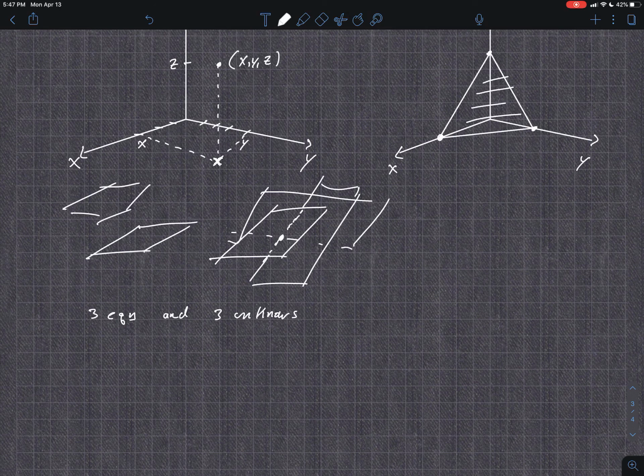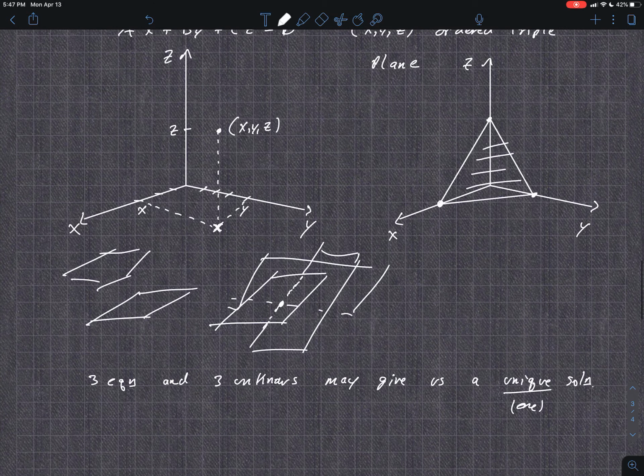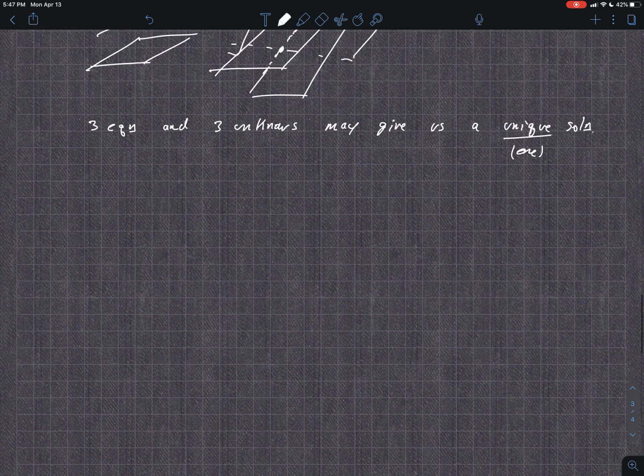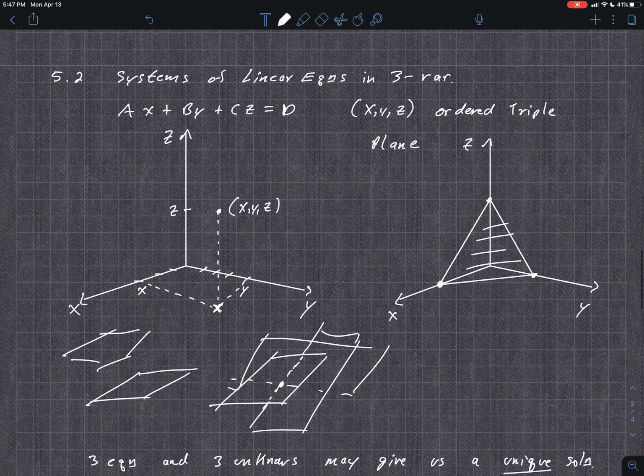So that's the concept. Three equations and three unknowns may give us what we say a unique solution. Unique being one, so one solution. You'll see basically three of those equations, and then you solve by elimination. That's really what we'll be doing. So let's just go straight to an example, and we will simplify and solve.